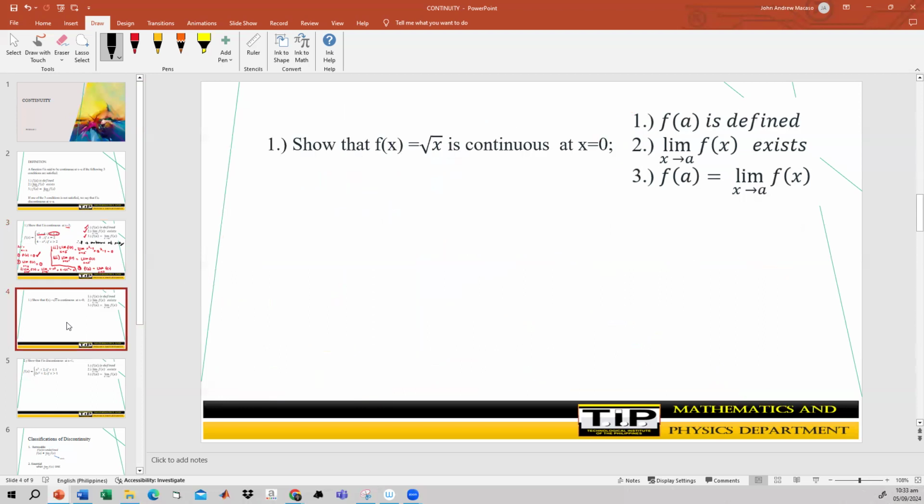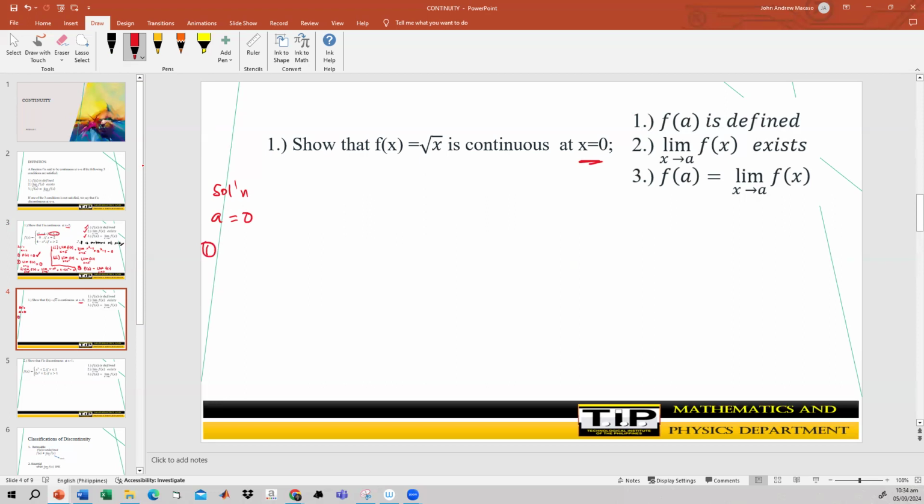Okay, next. How about if we have this kind of function wherein we have a function that is not written in a piecewise form? How can we check now if the given function is continuous or not? In that case, same with the previous example, we just need to check all three conditions for continuity. So we'll start with the first condition. Our a is equal to 0 because x is equal to 0.